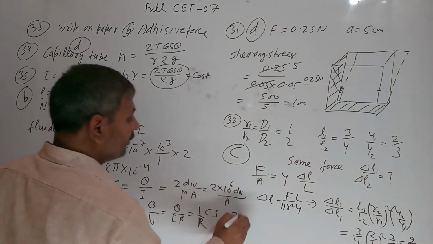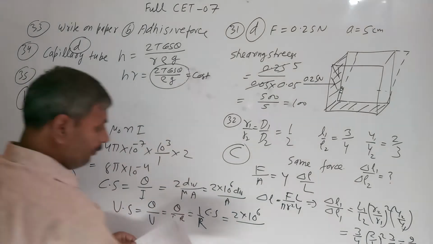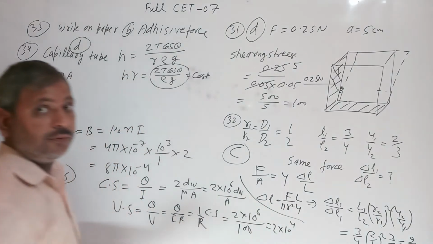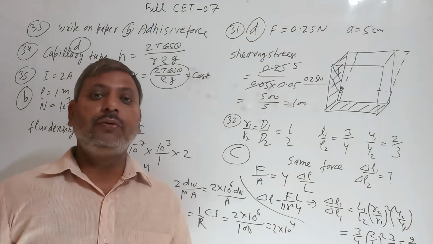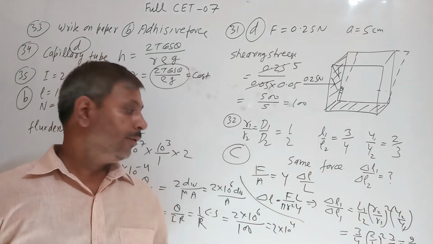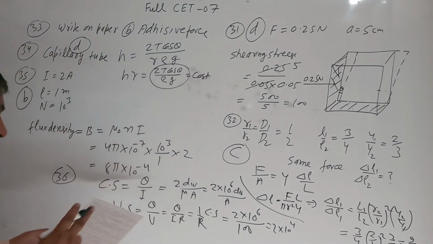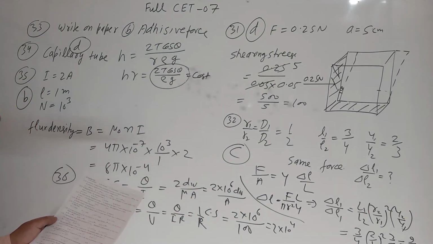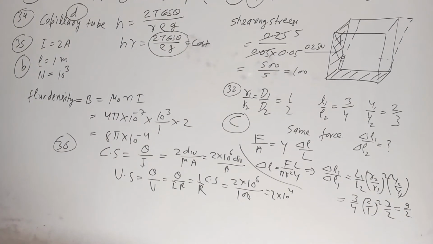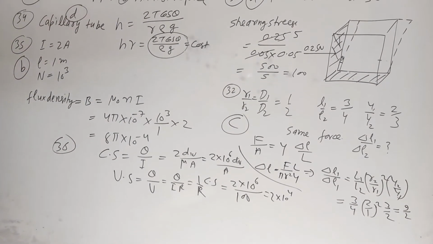So current sensitivity is 2 into 10 raised to 6 divided by 100. So that is 2 into 10 raised to 4. So 2 into 10 raised to 4 will be the correct option. So here the correct option is 2 into 10 raised to 4, that is C. Here we can see question number 36 is C option.